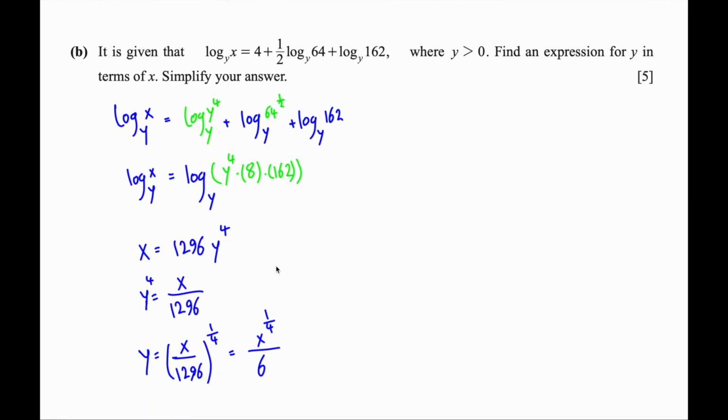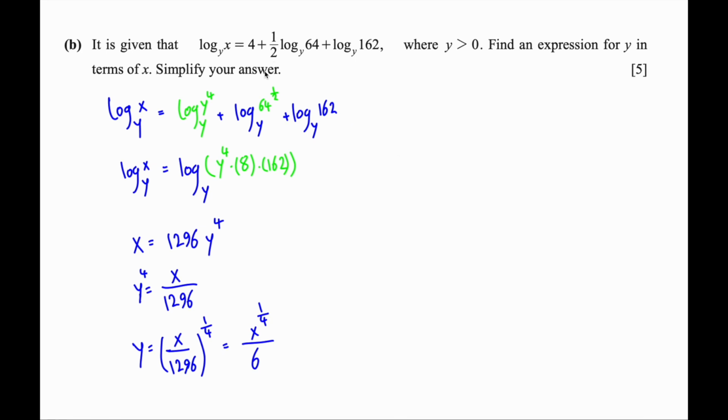In part B, we are given this long equation which involves a bunch of logarithms. All of them, hopefully, have a base of y, and we're asked to find an expression for y in terms of x. We have to simplify our answer as well. So I color coded the changes I have made here. If you have any logarithmic equation, the goal is to make sure all the logarithms have the same base and there is no coefficient in front of them.